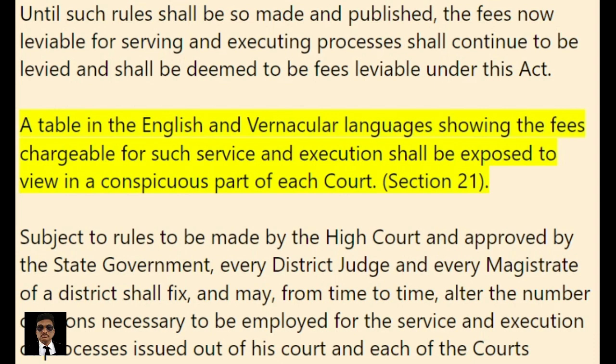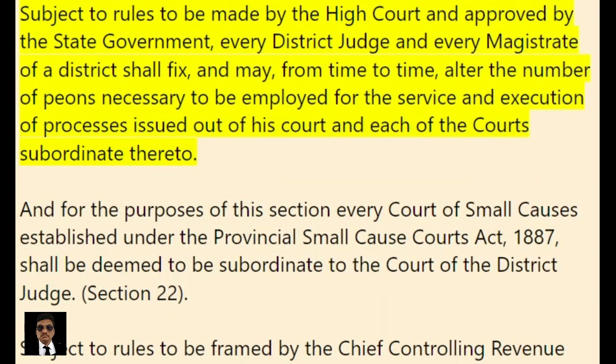Section 21. Subject to rules to be made by the High Court and approved by the state government, every district judge and every magistrate of a district shall fix, and may, from time to time, alter the number of peons necessary to be employed for the service and execution of processes issued out of his court, and each of the courts subordinate thereto. And for the purposes of this section, every court of small causes established under the Provincial Small Cause Courts Act, 1887, shall be deemed to be subordinate to the court of the district judge.